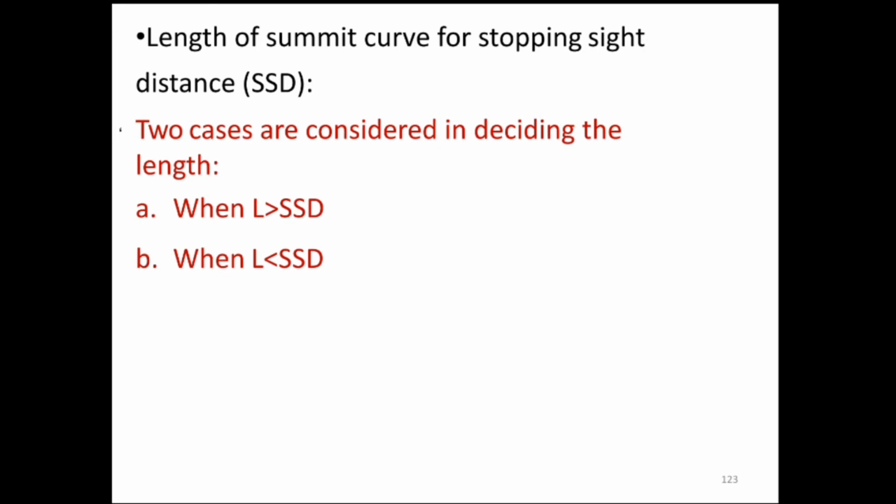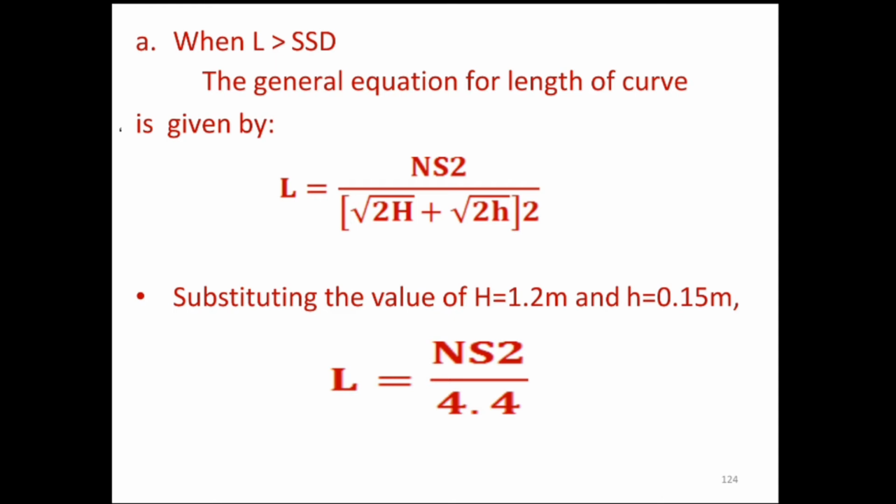The first case, when L is greater than the stopping sight distance. And second, when the length L is less than the stopping sight distance. So when L is greater than the stopping sight distance, the length of the parabolic curve is given by L equals N S square upon the bracket under root of 2H plus under root of 2h, bracket complete square.